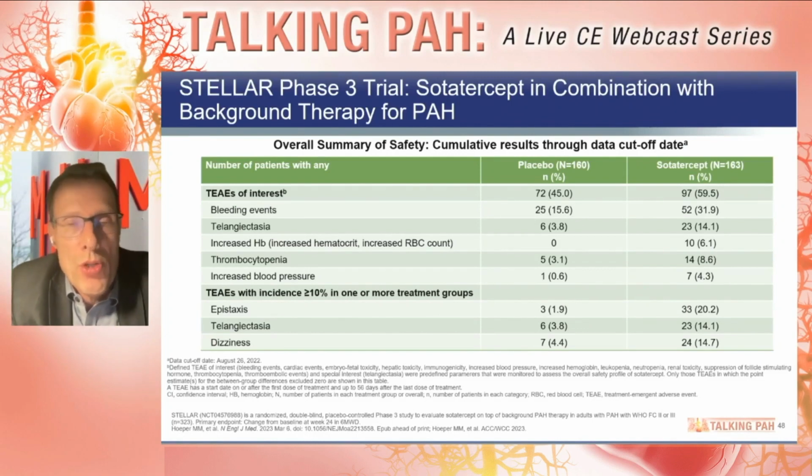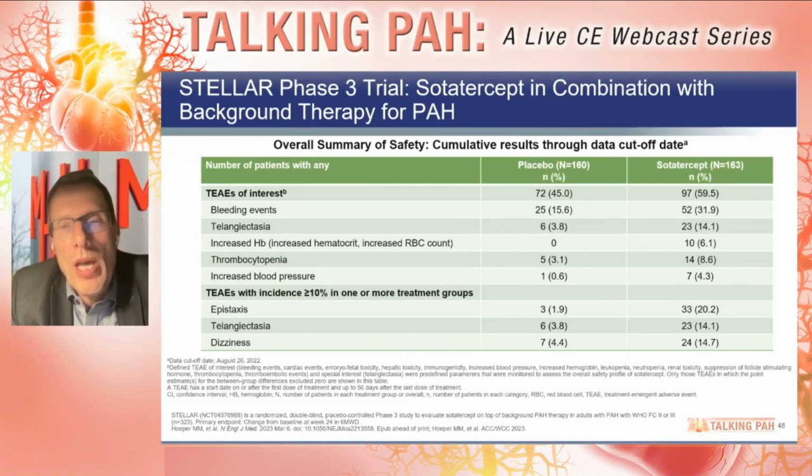adverse events that were certainly related to sotatercept and more common with sotatercept than with placebo, especially bleeding events. And this is mostly nosebleeds, epistaxis, and some gum bleeds. Epistaxis is something we know from other PAH medications as well, but it's certainly more common and caused by sotatercept here. We have the development of telangiectasia, similar to what we see in patients with cirrhosis, or sometimes also in patients with Osler's disease here.